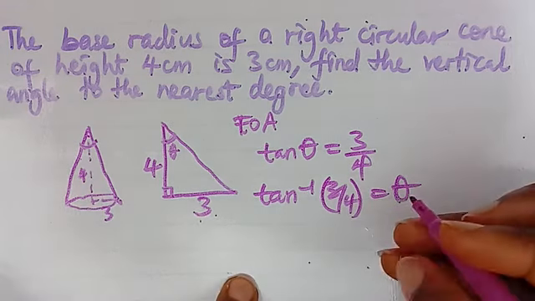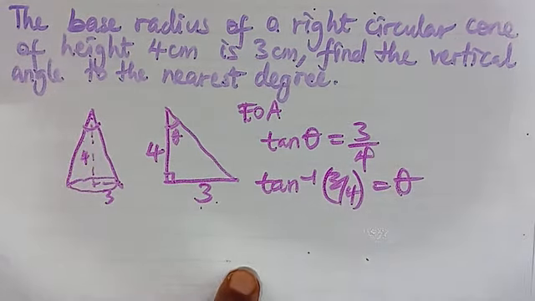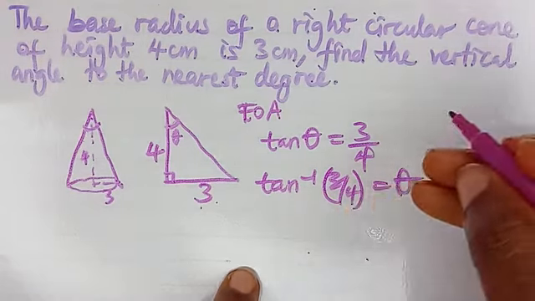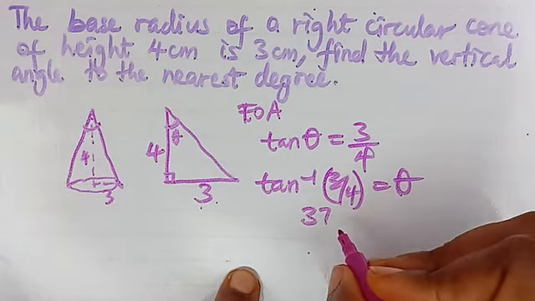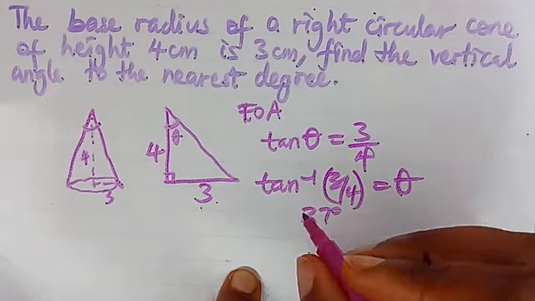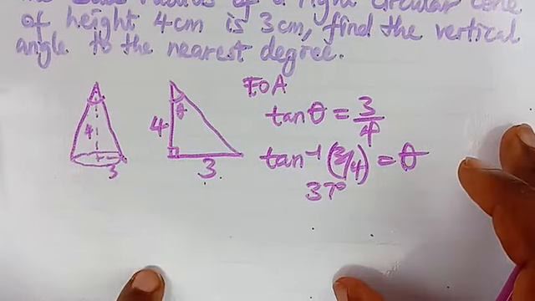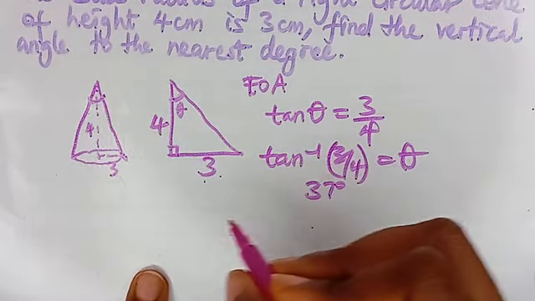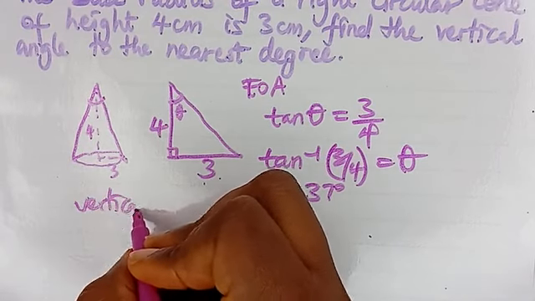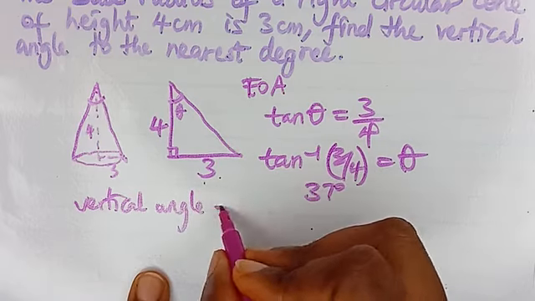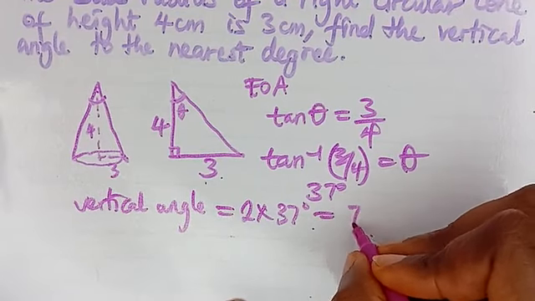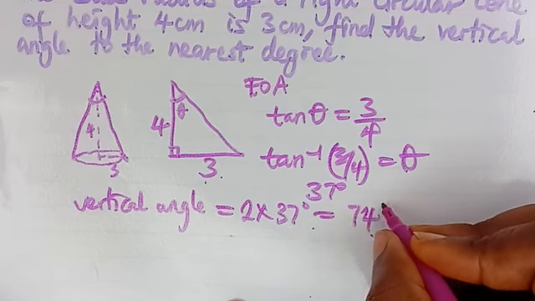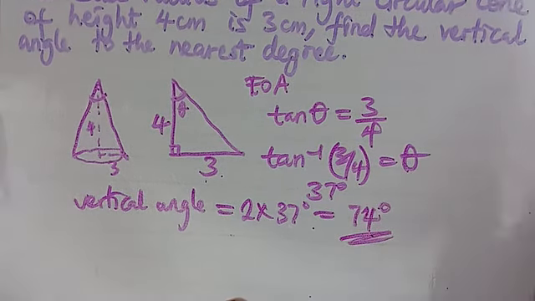So tan inverse of 3 over 4 is 36 point something, which is 37 to the nearest degree. Then when we multiply by 2 to find the total, the vertical angle is equal to 2 times 37 degrees, which is 74 degrees, to the nearest degree, of course. Okay.